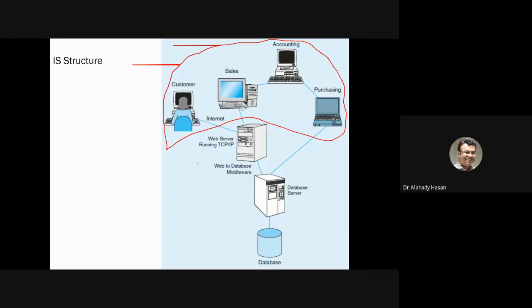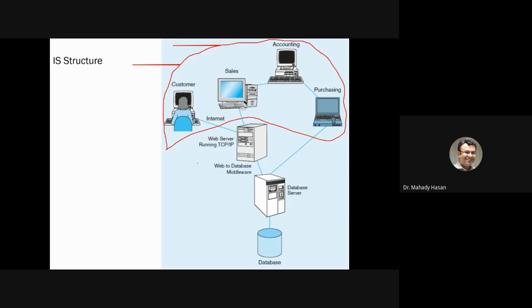Can you see that I have marked something in red? Yes, sir. These are my clients. I could have accounting as my client, sales could be my client, customer are my client, purchasing could be my client, right? All of these are my clients. So now, it is very good, you have answered correctly, but it is not fully correct.